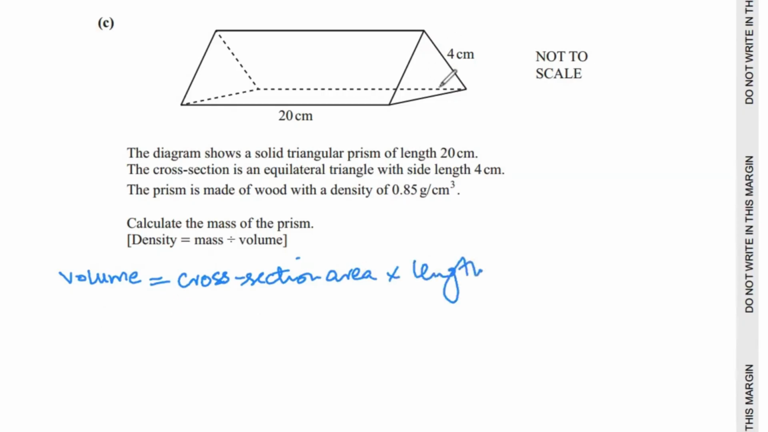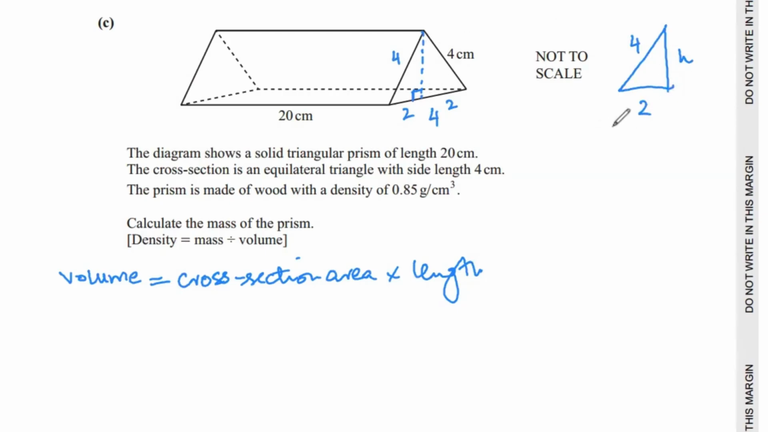So the cross-section, as the question says, is an equilateral triangle. And for an equilateral triangle, there are two ways to find the area. First, you can divide the equilateral triangle into two triangles, and those two triangles are going to be right angle triangles. An equilateral triangle has all equal lengths, which means this is 4 and this total is also 4. So half of 4 is going to be 2. Now if you look at this triangle, we need to find this length, the perpendicular height, to find the area of the triangle.